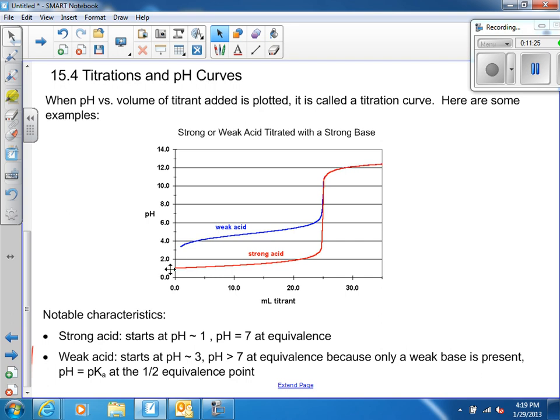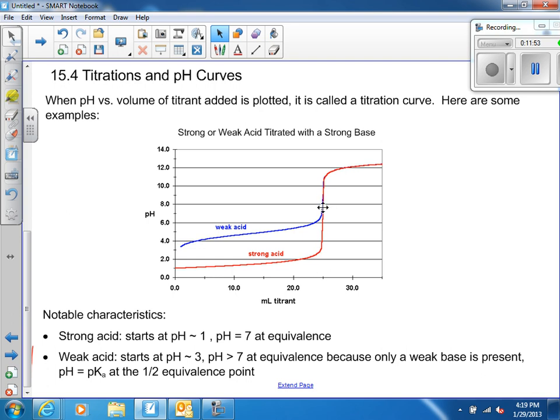The strong acid titration starts at approximately 1 for the pH. The weak acid starts at around 3. And then at the equivalence point, that's where you have this sudden huge rise. If you look at the big rise and go halfway from the bottom to the top, the midpoint right there, that's equivalence. So equivalence happens right at about 30 mL for both of these.